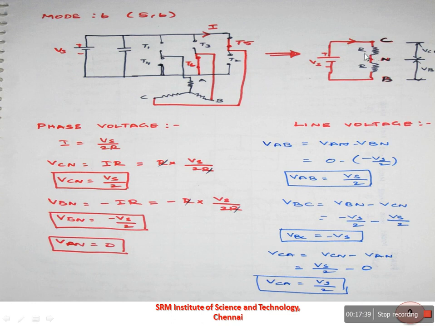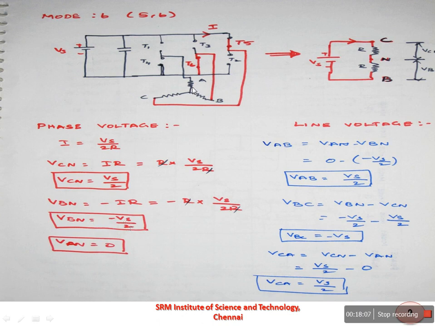The current flowing through this resistor is I into R. So you can substitute the I value here, and we can find out VCN is equal to Vs by 2. Similarly, you can find out VBN. The B phase is connected to the negative of the supply, so we'll get minus I into R. You can substitute the value of I here and find out the VBN value. VBN, the phase voltage for B phase, is equal to minus Vs by 2.